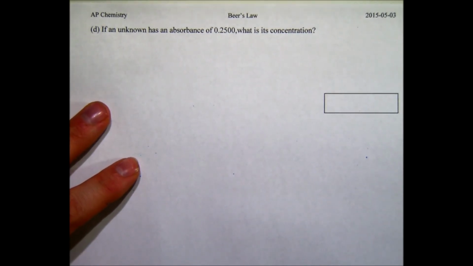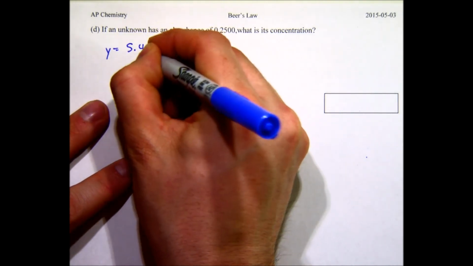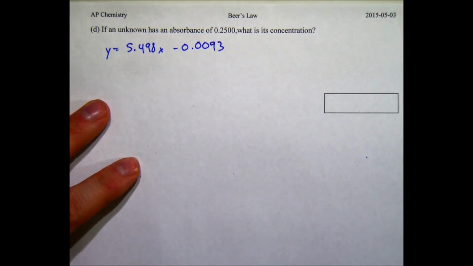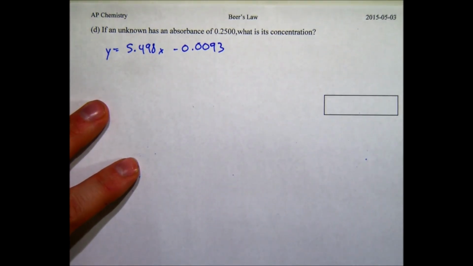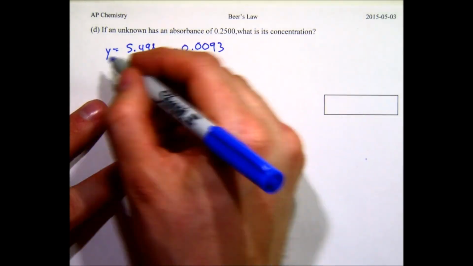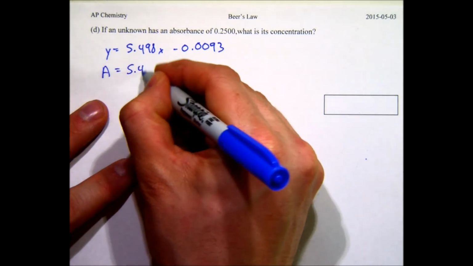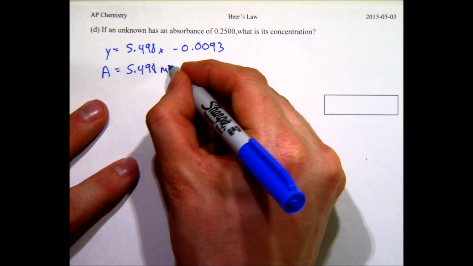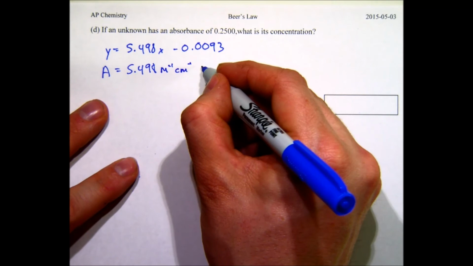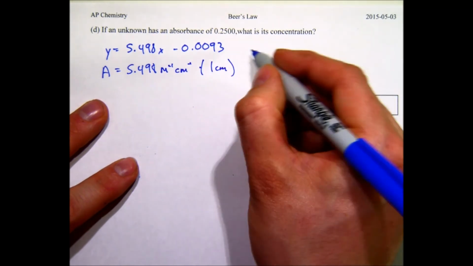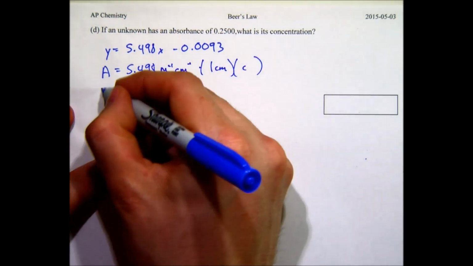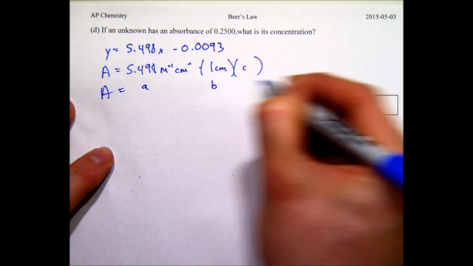So for the last part of this, we know that we have our equation y equals 5.498x, minus 0.0093, just from our line of best fit. So if we have an absorbance reading on an unknown of 0.2500, we have to remember that this is basically saying A times 1 centimeter times the concentration. A equals A, B, C.